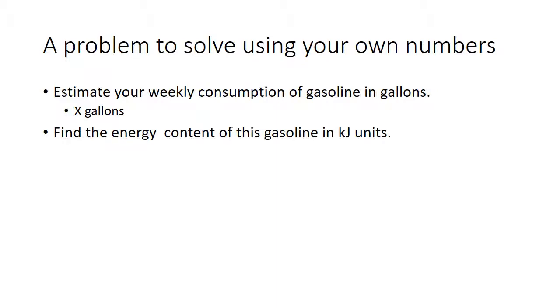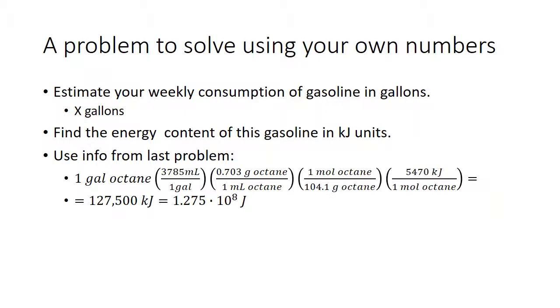Use their numbers. First thing I want you to do is find the energy content of this gasoline in kilojoule units. And in doing that, we can use the information from the last problem in part 3 of this lecture. So when we use that information, here's the calculation we did. We used octane as a representative of gasoline, and we said 1 gallon of octane.